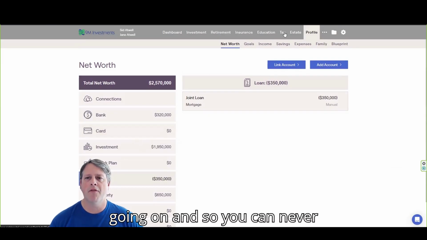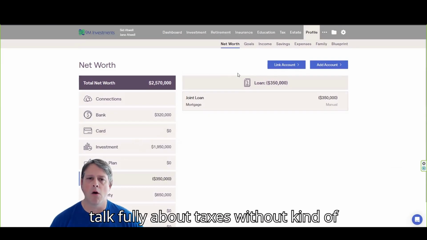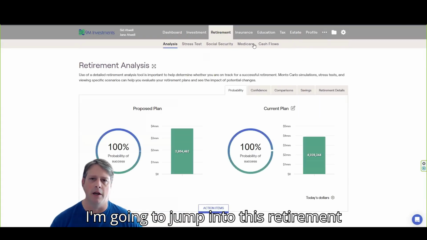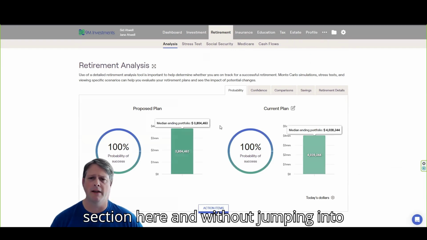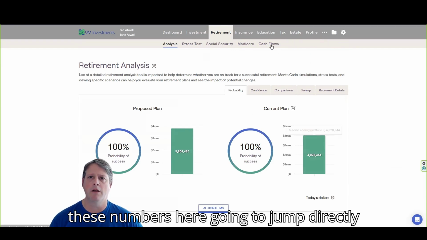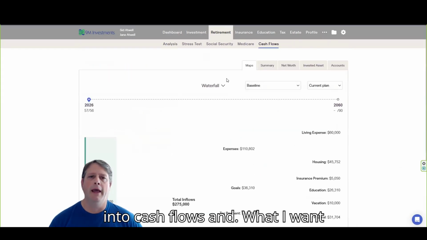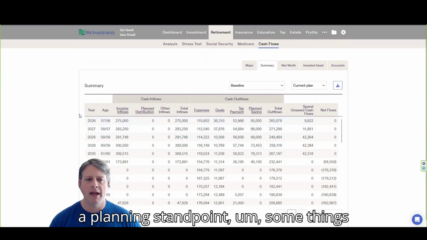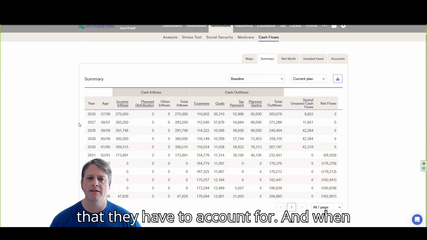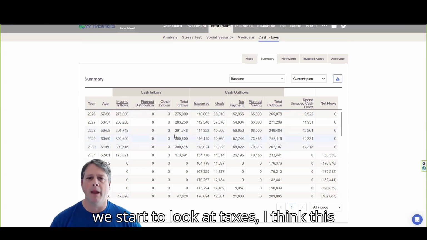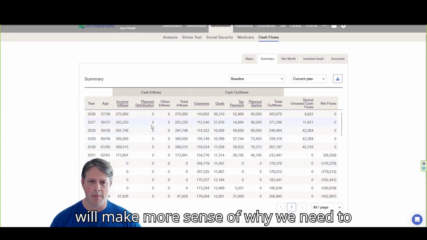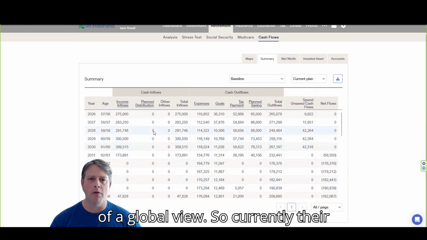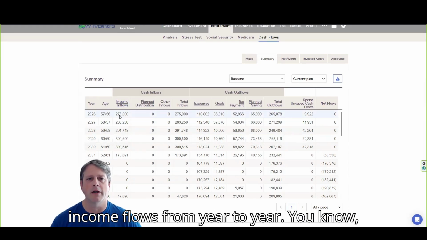And you can never talk fully about taxes without looking at an overall planning view. So I'm going to jump into this retirement section here. And without jumping into these numbers, I'm going to jump directly into cash flows. What I want to show you here is what they have from a planning standpoint, some things that they have to account for. And when we start to look at taxes, I think this will make more sense of why we need to take a look at these things from a global view. So currently their income flows from year to year.